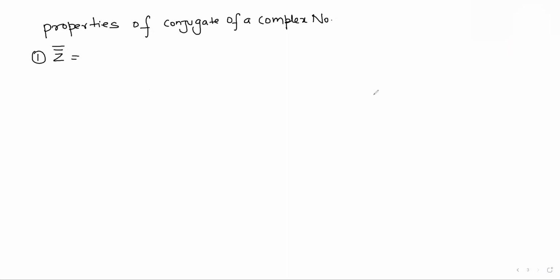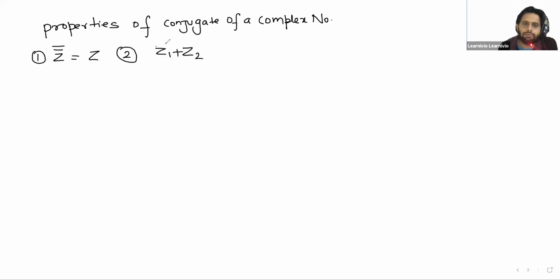It will be the same as the before one. So we will get the same complex number. So is this clear? Yes, sir.